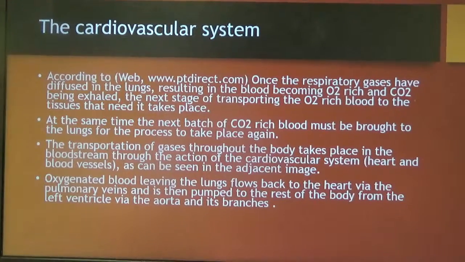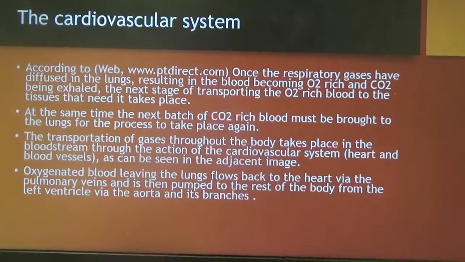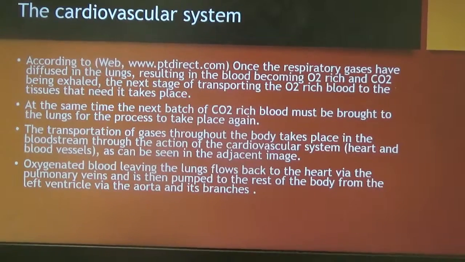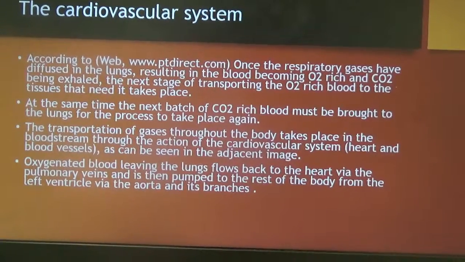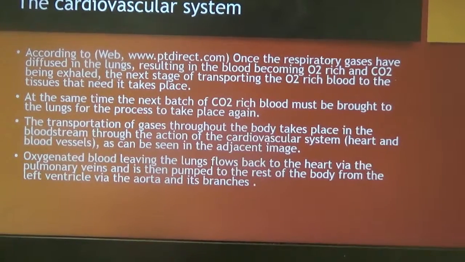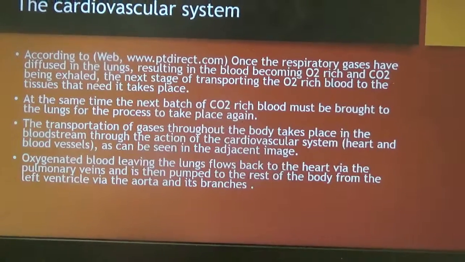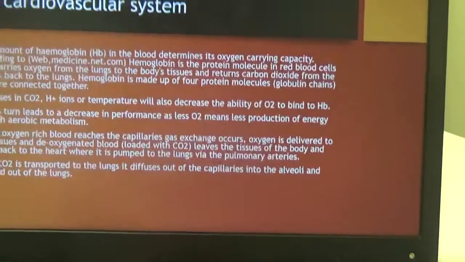the cardiovascular system, which is your heart and your blood vessels, as can be seen in the image, which I may not have put on the slide. The oxygenated blood leaving the lungs flows back to the heart via the pulmonary veins and then is pumped to the rest of the body from the left ventricle, through the aorta and its branches.